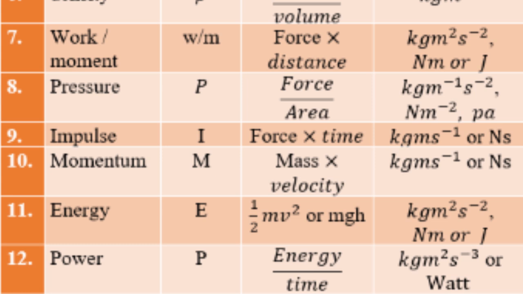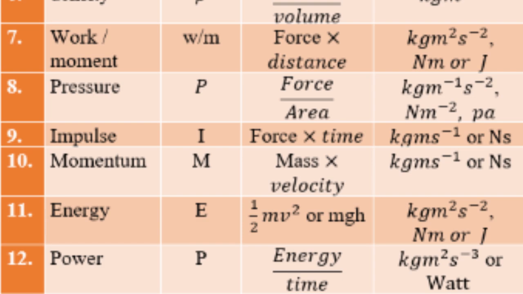And number 12, power. Power has the symbol P and has the derivation of the formula energy all over time, or work done all over time. And the SI unit of power is the watts. And 1 watt equals 1 kilogram meter squared per second cube.